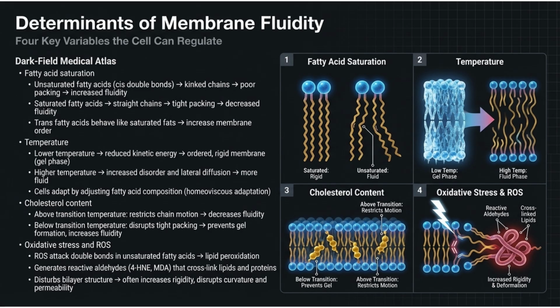Trans fatty acids, which have double bonds in the trans configuration, behave more like saturated fats. Their chains are relatively straight and promote tighter packing and reduced fluidity.